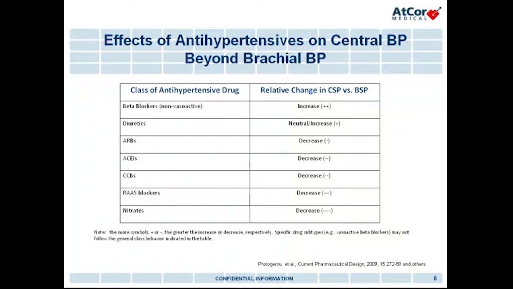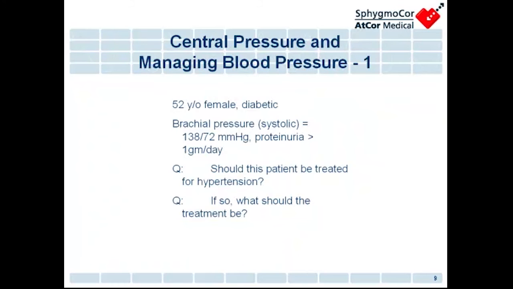Aldosterone antagonists are a little more controversial, so I'm just telling you they're controversial. But interestingly, nitrates, which is not something that we'll typically use for hypertension, nevertheless have a very significant effect on central pressures. And whether that's part of the cardioprotective effect we see with the combination of nitrates and hydralazine, for example, in heart failure, I don't know, and perhaps Dr. Budoff can help us out with that.